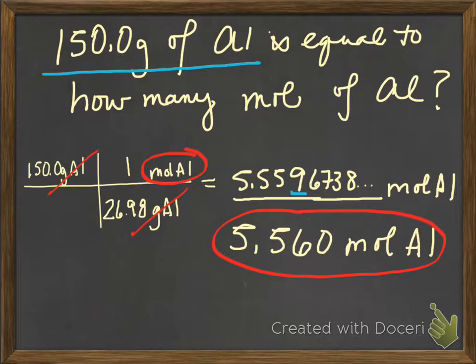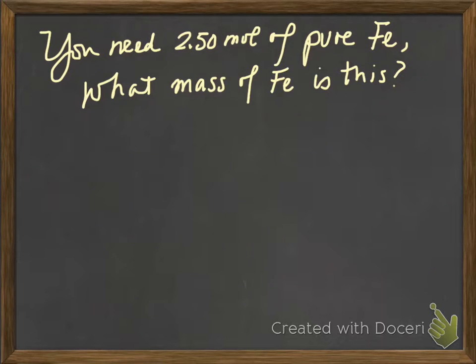Now let's look at moles to grams. Okay, you need 2.50 moles of pure iron for something, who knows. What mass of iron is this going to be?